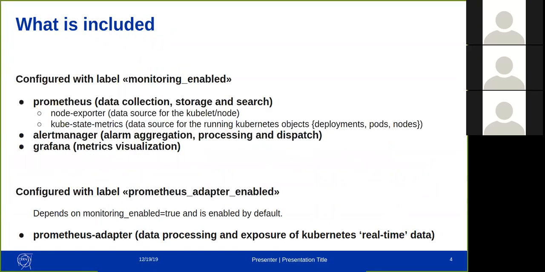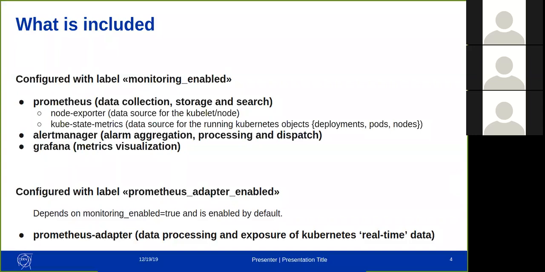So when you use this label, there are various services that are installed. The main one is Prometheus, which is responsible to aggregate data, storage, and search this data. But it also comes with Grafana for end-user visualization of metrics, and alertmanager, which acts as an alerting platform that can process alerts by a defined hierarchy and dispatch them to different other services.